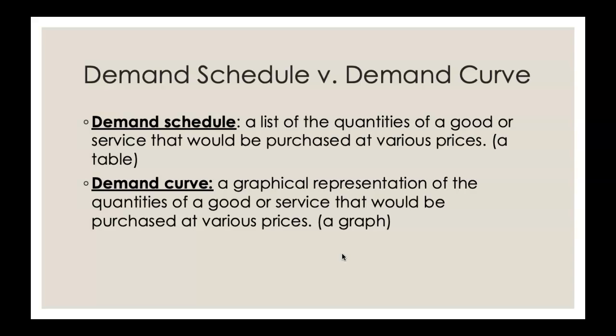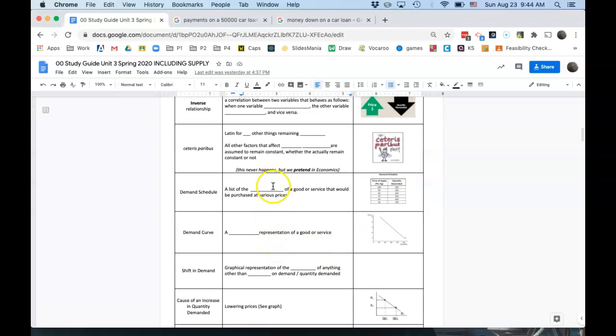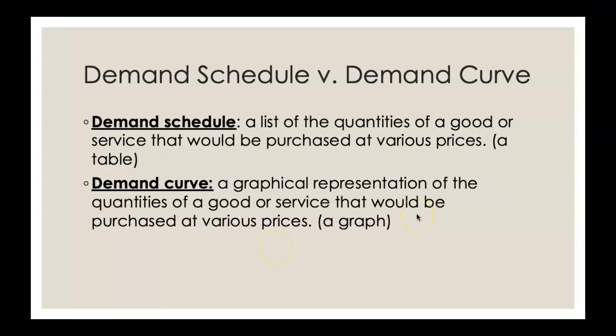So we come to the vocabulary words demand schedule versus demand curve. You've already written a demand schedule for soda when we did that exercise at the beginning of class. A demand schedule is a list of quantities of a good or service that would be purchased at various prices. A demand curve is a graphical representation of those quantities. It's basically the demand schedule put onto a graph. So a demand schedule is a table, a demand curve is a graph. Go ahead and get these two definitions for demand schedule and demand curve in your study guide.